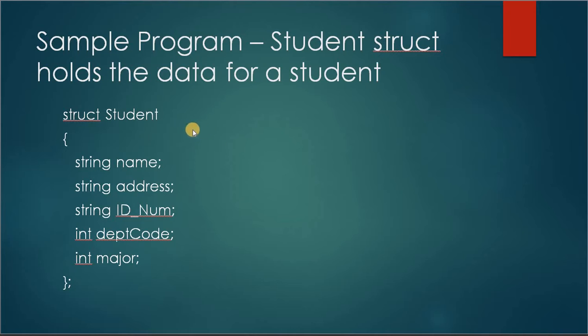Here's another sample program. This is a student struct. Struct student. A student would have a string name, string address, string ID number, int department code, and int major. Okay, so now let me show you some program examples.